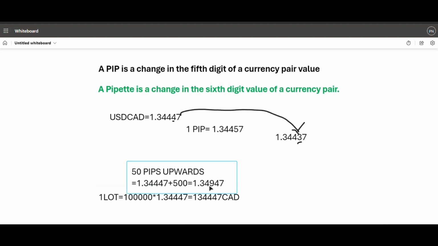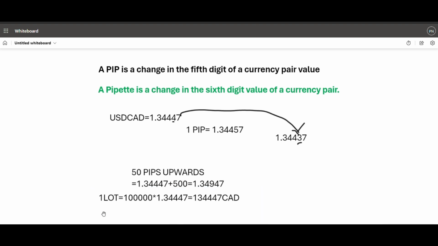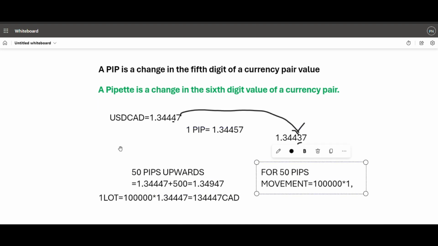we said it will be at 1.34947. So this is for the original price. The market now goes up by 50 pips. So for the 50 pips movement, it will be equal to 100,000 times the 1.34947, which is the 50 pips price here. I'm sorry about this. Let me shift this away. All right, this is the value for the 50 pips here.